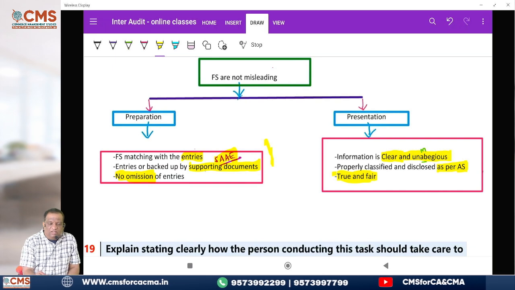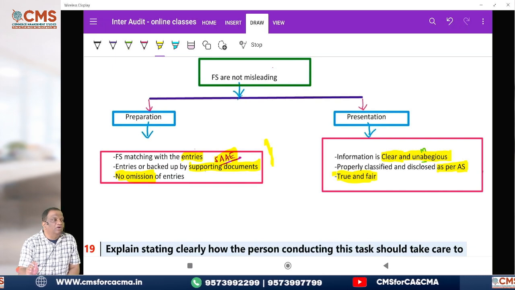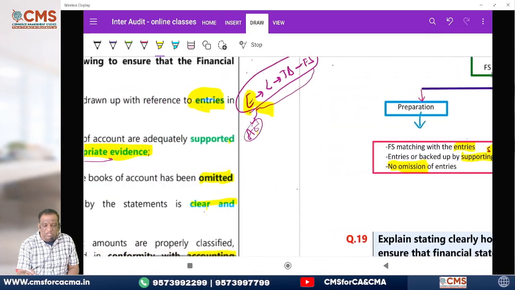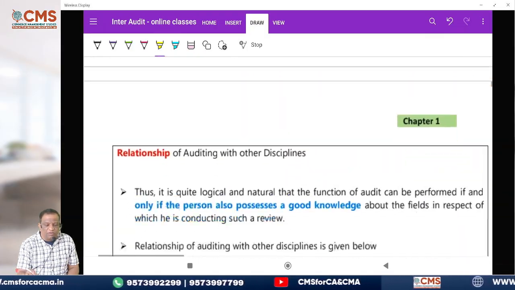So in all, there are 6 points that an auditor should ensure to see that the financials which he is attesting are not misleading. So this is point number 1.